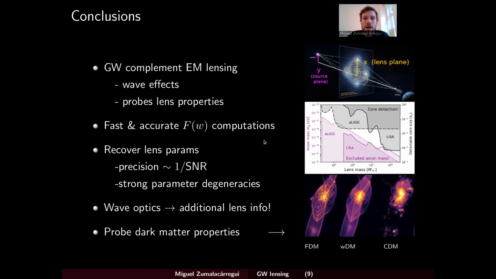So just to wrap up, I hope I've convinced you that gravitational wave lensing is very complementary to lensing of electromagnetic signals, thanks to wave effects, and we can probe the properties of gravitational lenses. I didn't have time to talk about this, but we've developed different methods to compute the amplification factors in a fast and accurate manner, and cross-tested them against each other, as well as against exact solutions. This helps us recover lens parameters with significant precision despite the strong parameter degeneracies.